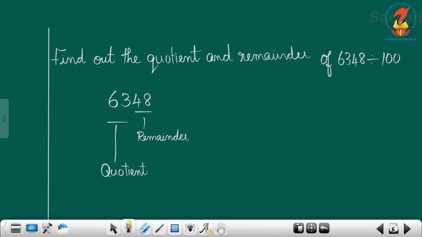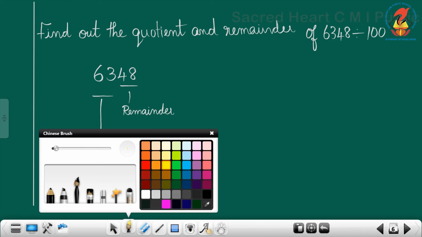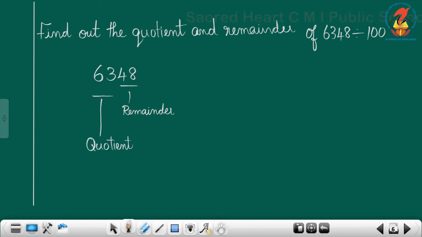Okay, we can discuss another example of dividing by 100. Find out the quotient and remainder of 6348 divided by 100. We already learned the ones place and tens place numbers go to the remainder and the remaining numbers are the quotient. So here, what is the remainder?